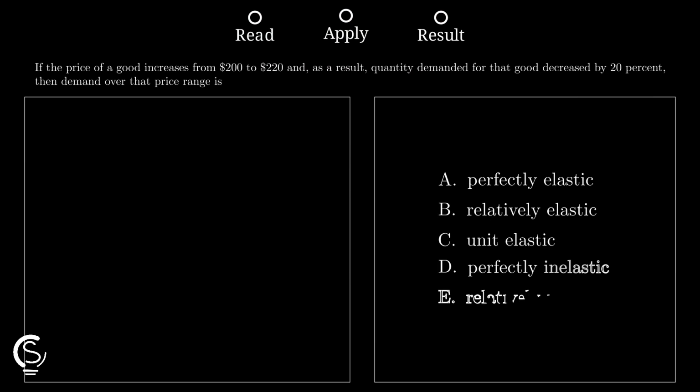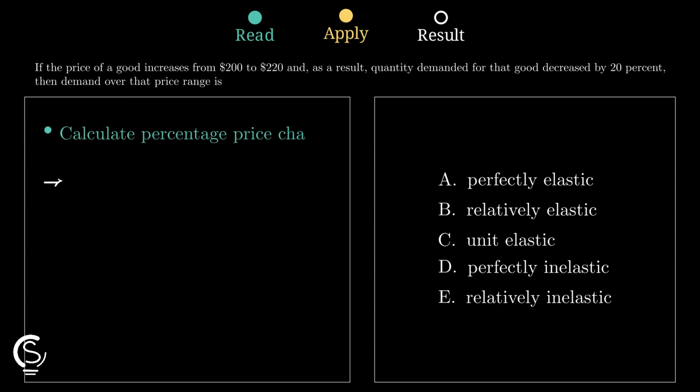First, we need to find the percentage change in price. Subtract 200 from 220 to get 20, then divide by 200. That gives us a 10% increase. Next, we take the 20% decrease in quantity demanded and divide it by our 10% price increase. This calculation gives us a price elasticity coefficient of exactly 2.0.